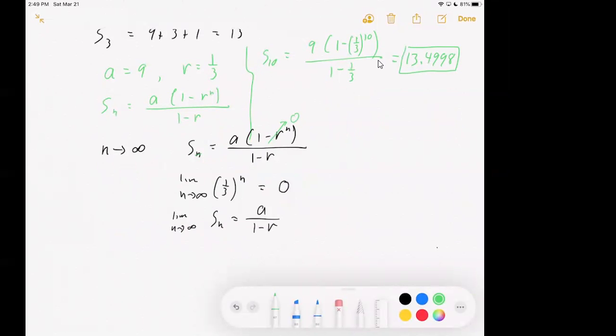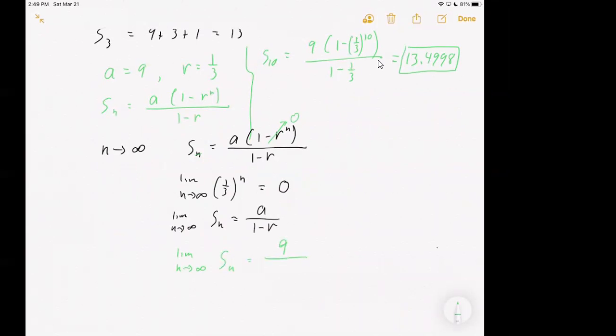In the limit that n goes to infinity, that means we would just keep adding terms forever. We would start with our a value, which was 9, and then we're going to take 1 minus 1/3. So that's 9 over 2/3, which is 27 halves. Now if you write that as a decimal, that is 13.5. It would be useful to compare that to the last answer. Notice by the time we added 10 terms, we were very, very close to 13.5. In fact, it would have been easy to round it to 13.5.